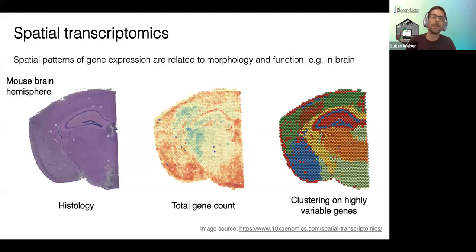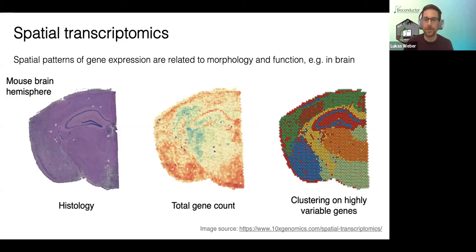Some background here. So in spatial transcriptomics, we're measuring transcriptome-wide gene expression with the spatial context recorded of each measurement. These illustrations here are from the 10x Genomics website showing mouse brain. So on the left, this is a histology image of half of a mouse brain. Then the way spatial transcriptomics works is we've got a grid of so-called spots located across the tissue slide and measuring gene expression at each of those spots. In the middle, this is showing the total gene count at each spot in this experiment. And you can already see that that's matching to some of the morphological structure in the mouse brain.